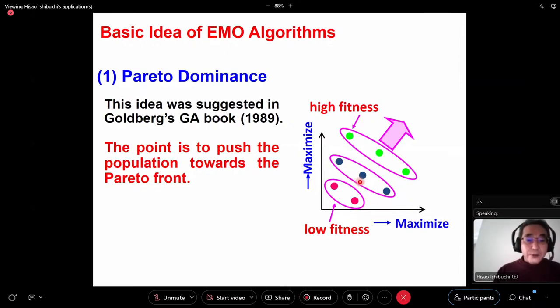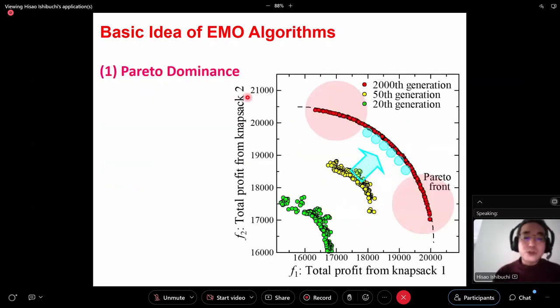Using this idea, we can push the population towards the Pareto front because new solutions are generated from high fitness solutions. Here, the green solutions are non-dominated, and high fitness values are assigned to them. By iterating this procedure, we can push the population towards this direction. So the use of Pareto dominance is to push the population towards the Pareto front.